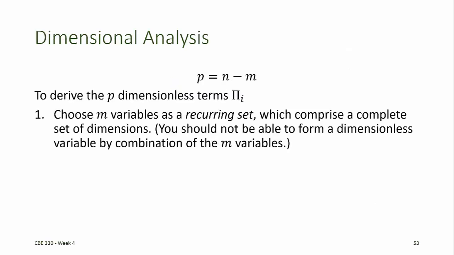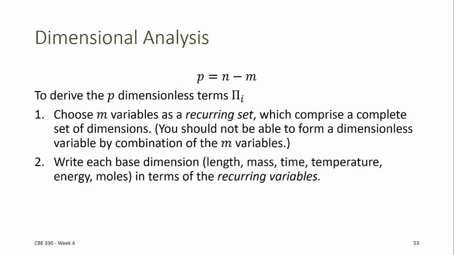To do this, we simply make a list of variables that we think should appear in our model equations, and then we choose m of those variables as a recurring set. Remember, m is the number of base dimensions. The recurring set should comprise a complete set of dimensions. That is, we should not be able to form any dimensionless variable by combination of the m variables. We'll show one way that we can select these m variables by an example.